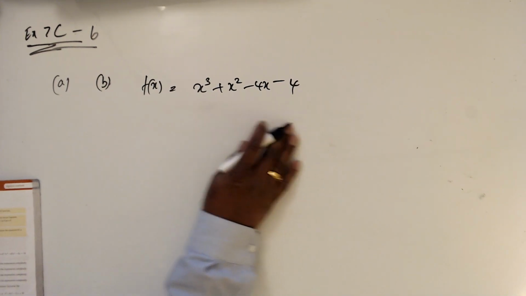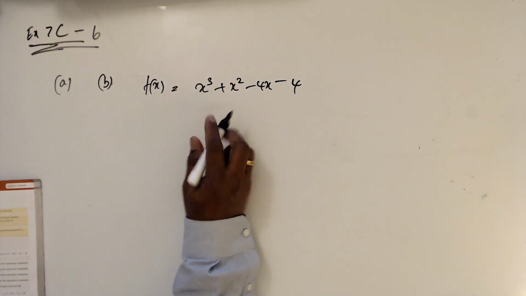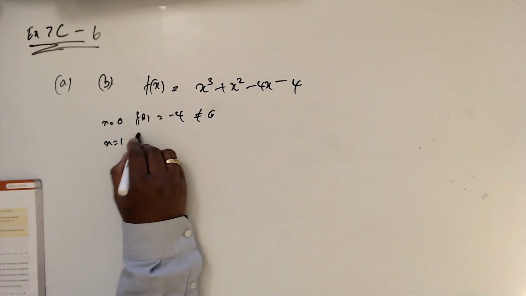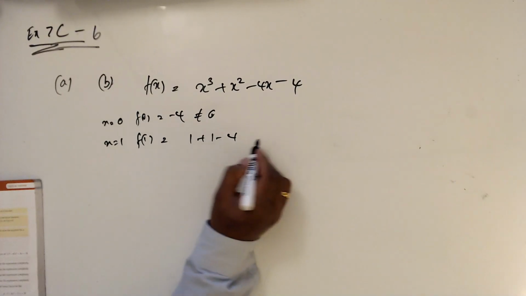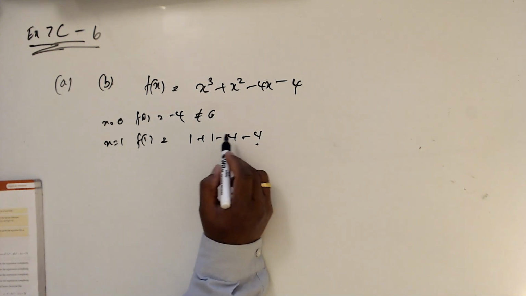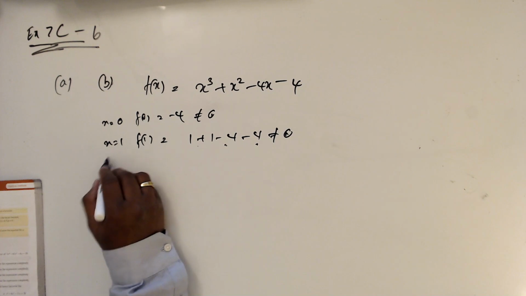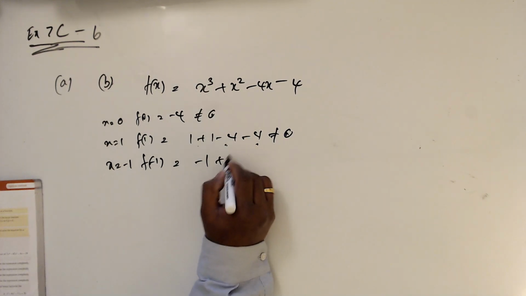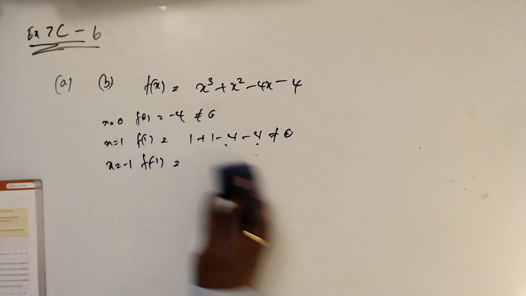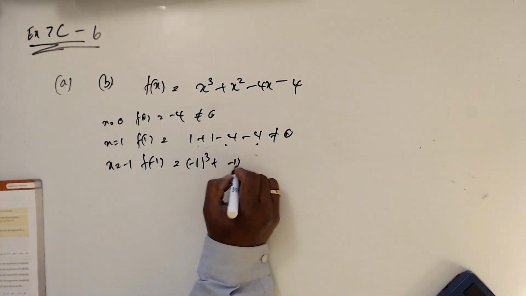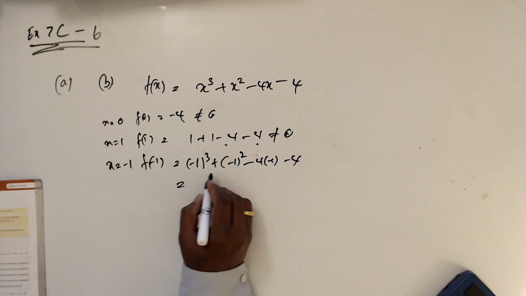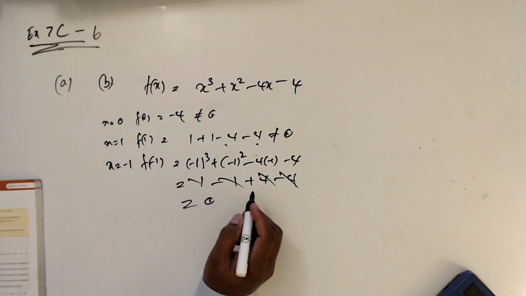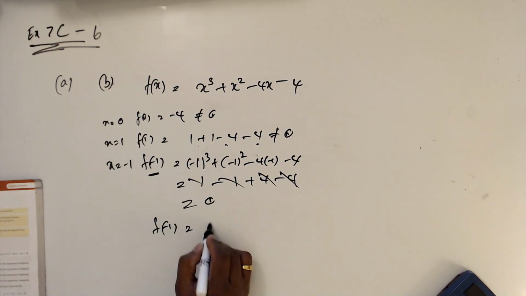Part B, we have to fully factorize. x equals 0: f(0) is minus 4, not equal to 0. x equals 1: f(1) equals 1 plus 1 minus 4 minus 4, which is minus 6, not equal to 0. x equals minus 1: f(-1) equals minus 1 cube plus minus 1 square minus 4 times minus 1 minus 4. Minus 1 plus 1 plus 4 minus 4 cancel out. This is going to be 0. It works, f(-1) equals 0.